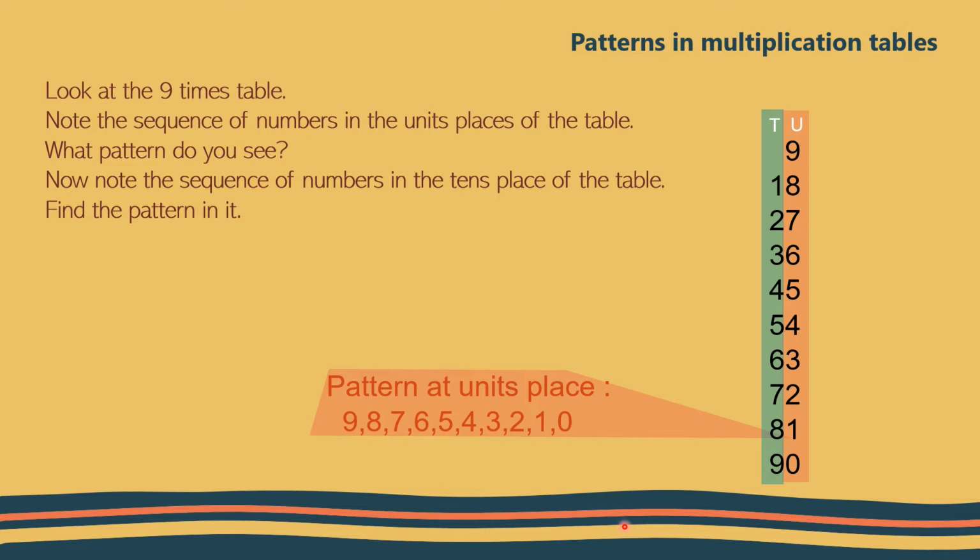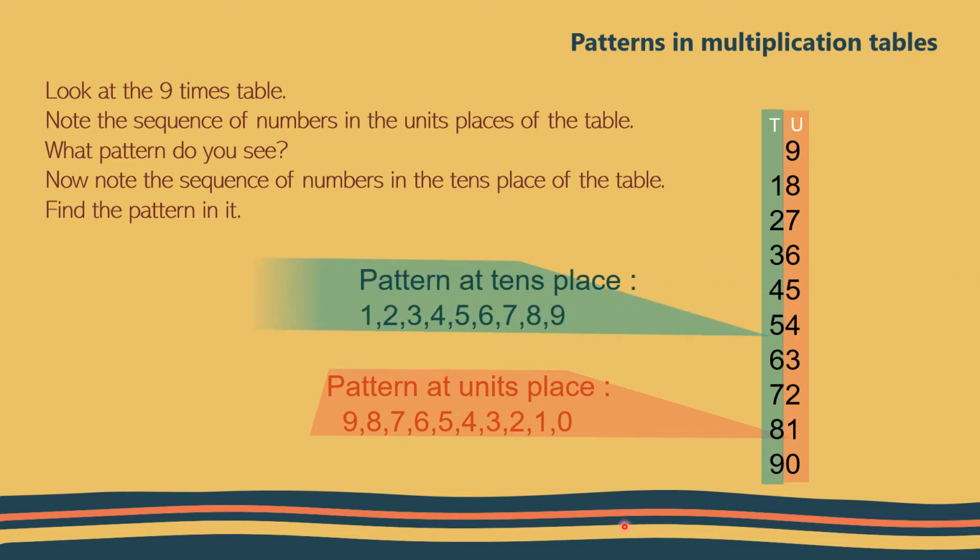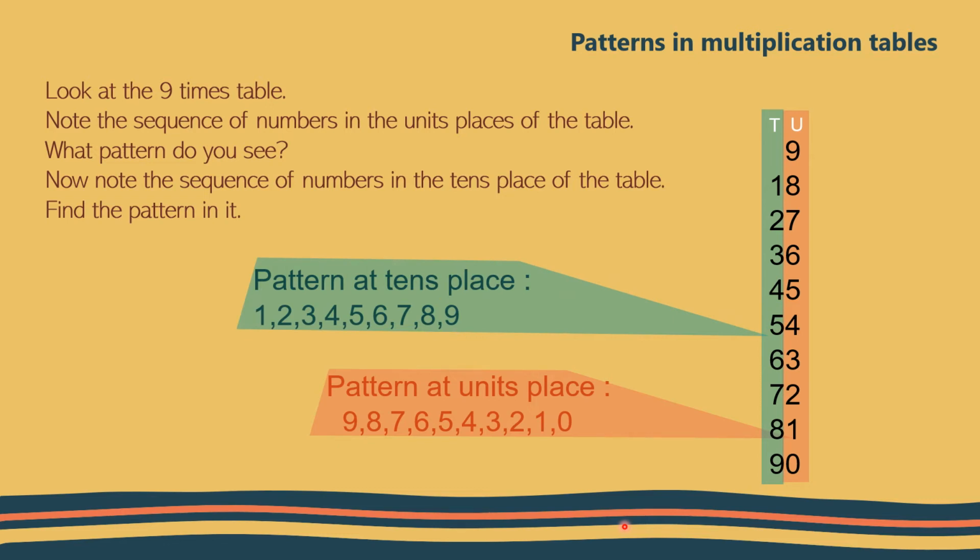And here, what will the pattern at the tens place be? We have to find a pattern in the tens place. So the pattern at the tens place is 1, 2, 3, 4, 5, 6, 7, 8, 9. As the digits given over in the tens place, the same we will write here.